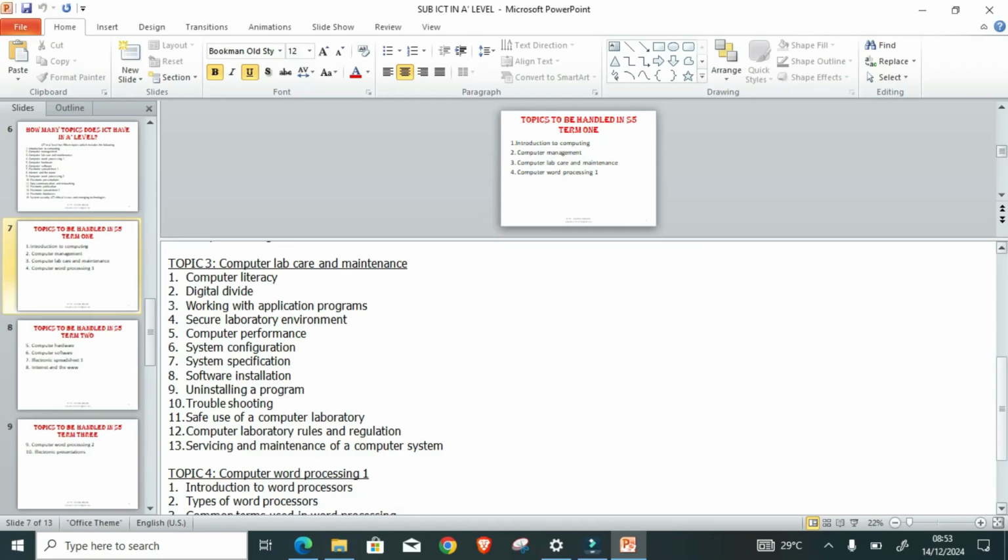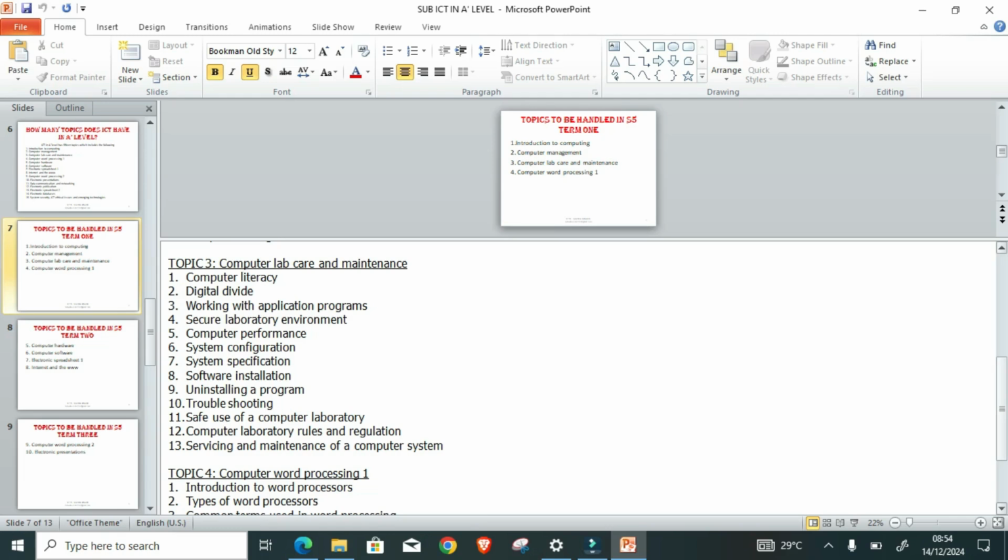Then when you are to go into topic 3, topic 3 is called lab care and maintenance. Under lab care and maintenance, you are going to cover things such as computer literacy, that is 1, followed by the digital divide. Digital divide, this is just the difference between people who have access and the use of ICT tools and those who do not have access and the use. Number 3, working with application programs, followed by secure laboratory environment, taking care of the ICT lab.